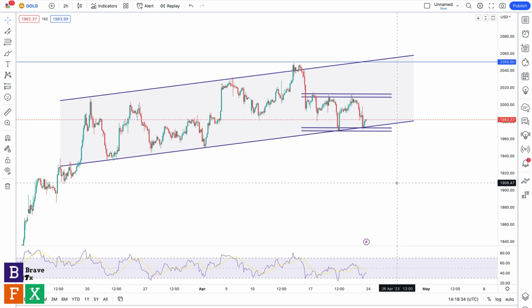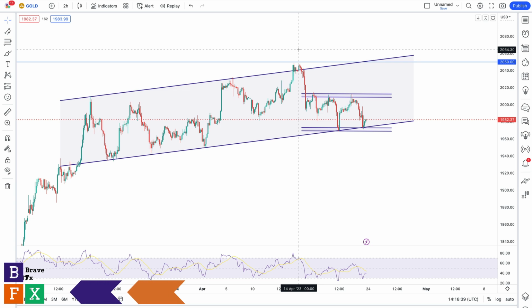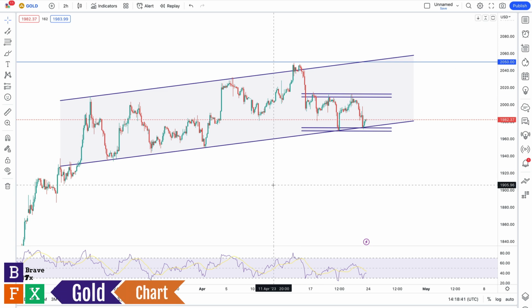So without further ado, let's dive into the charts. We'll be starting with the gold chart on the 2 hours time frame. So that's what you can see on my screen right now.